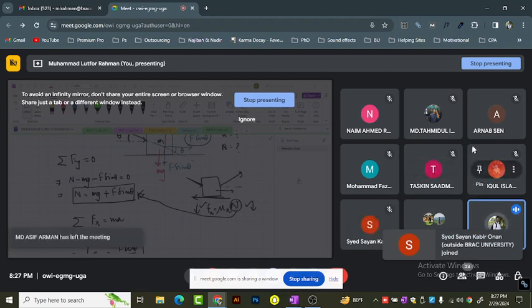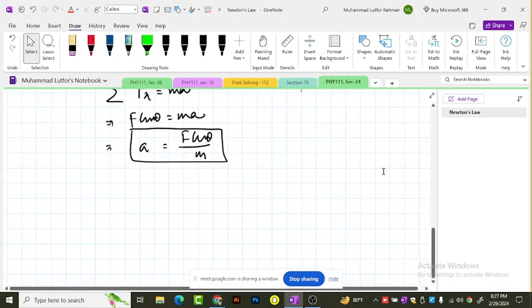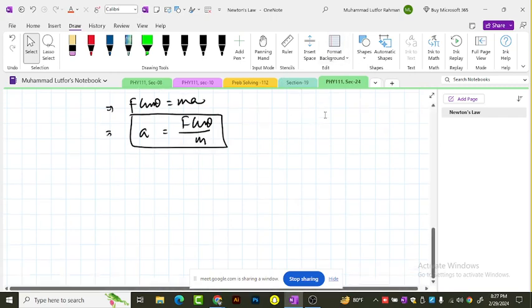Where is my CR? Is the CR present in the class today? No. The CR is not present in the class, which is not fair. Alright, so let's move forward.